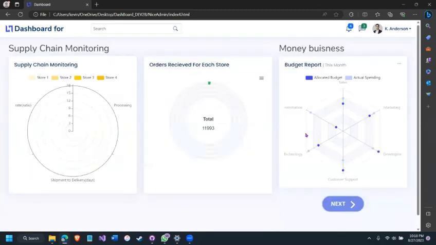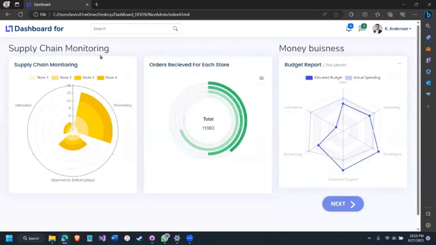And if we move on to our next page, which is supply chain monitoring, here we can see that this is showing the processing, the shipment to delivery, and the ratio for all of our different stores. So we can see the specific stores. So this is store 4. So we can see how long it took to process, the shipment delivery days, and the ratio, and so on.